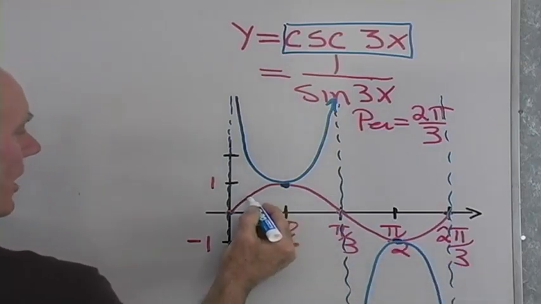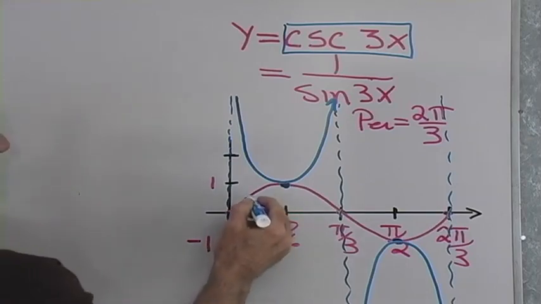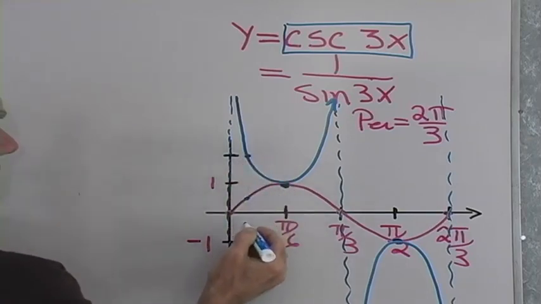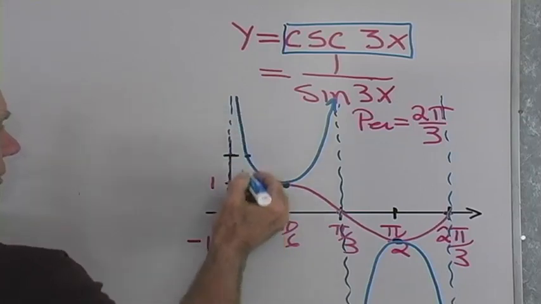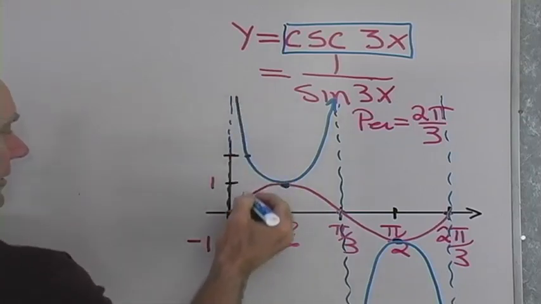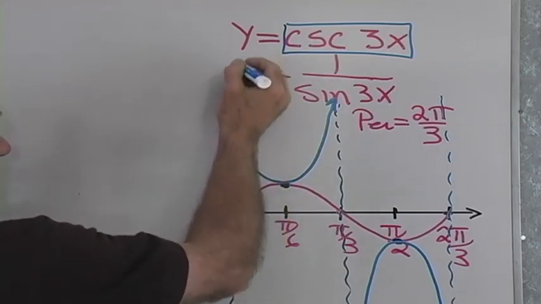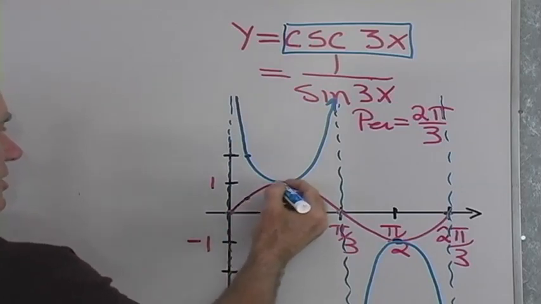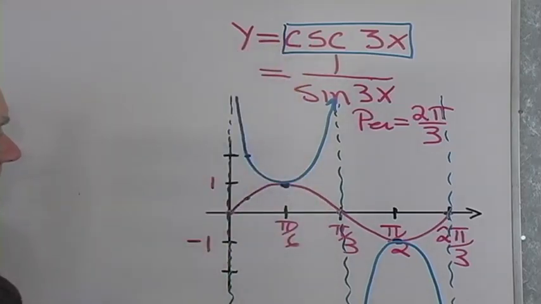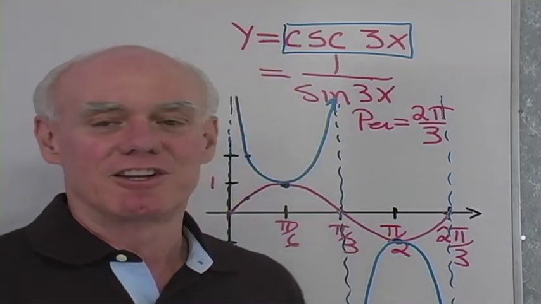And when you think about it, when I have a value of, let's say, 1/2 for y equals sine x, its reciprocal is going to be 2, so I'm going to be up here. The further down I get, 1/3, I'm going to get 3. 1/4, 4. 1/5, 5. All the way down to 1/100th, that reciprocal is going to be 100. So as this graph comes down to 0, this graph goes off to infinity. So in any case, that's a look at the graph of y equals cosecant 3x.